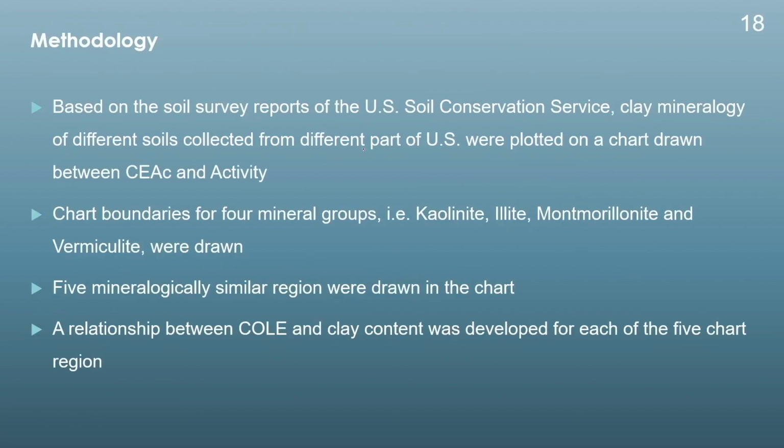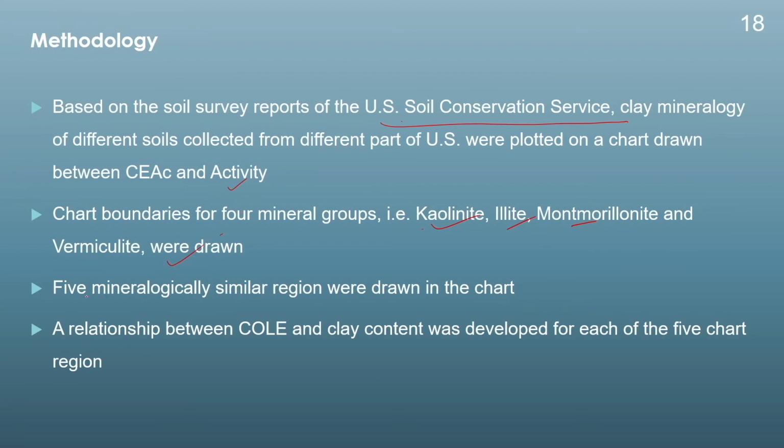This method is first based on the reports of the US Soil Conservation Service, where the clay mineralogy of different soils collected from different parts of the US were plotted on a chart drawn between cation exchange activity and activity. That means soil collected from different parts of the US were taken, their cation exchange activity and activity were determined, and then they were plotted on a chart. Then, based on that chart and by knowing the different types of minerals present, the chart boundaries for 4 mineral groups, that is kaolinite, illite, montmorillonite and vermiculite, were drawn.